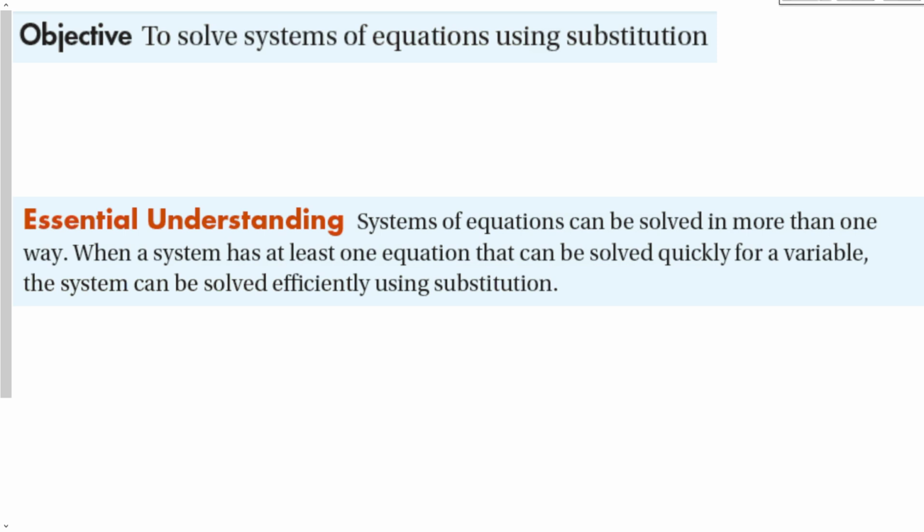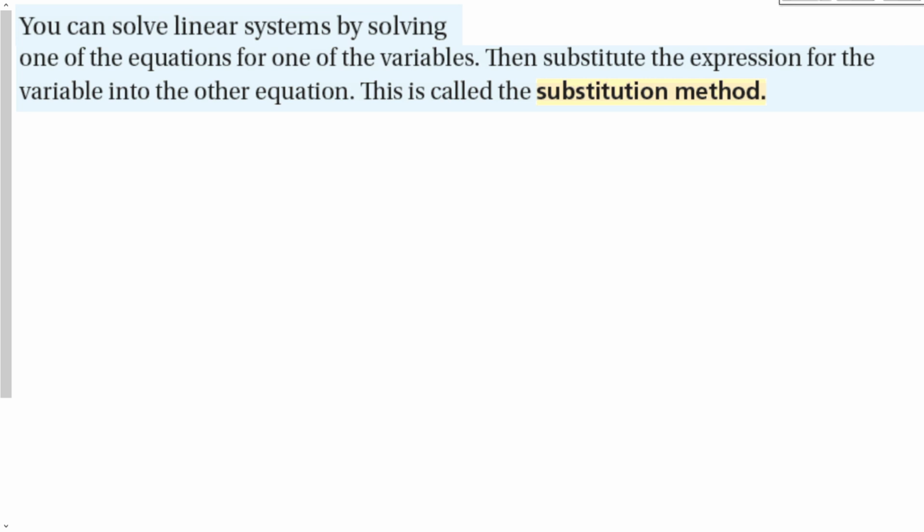When a system has at least one equation that can be solved quickly for a variable, the system can be solved efficiently using substitution. So we can solve linear equations by solving one of the equations for one of the variables. Then substitute the expression for the variable in the other equation. This is called the substitution method.